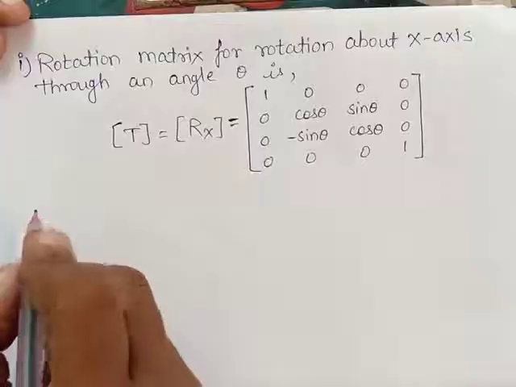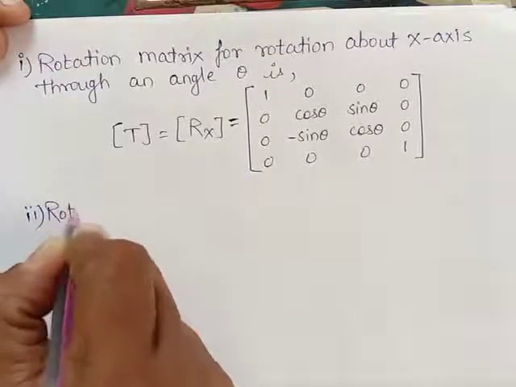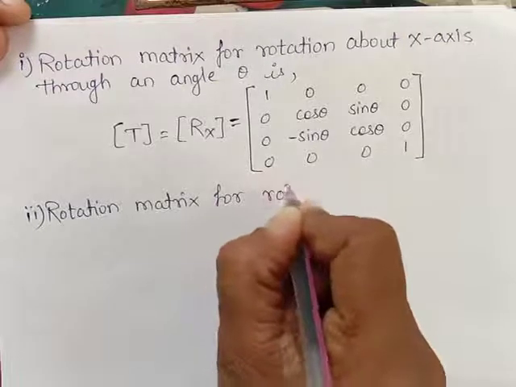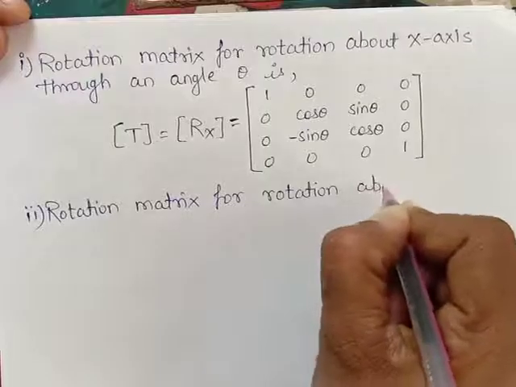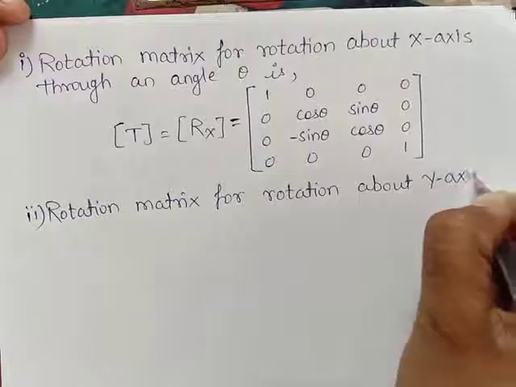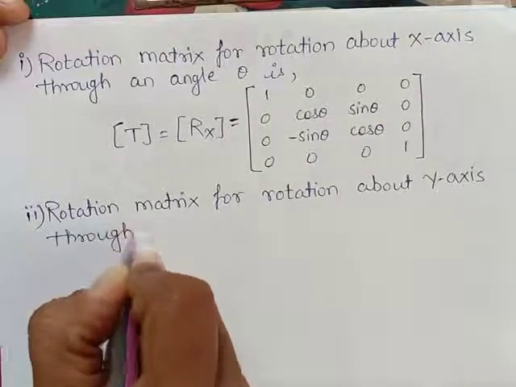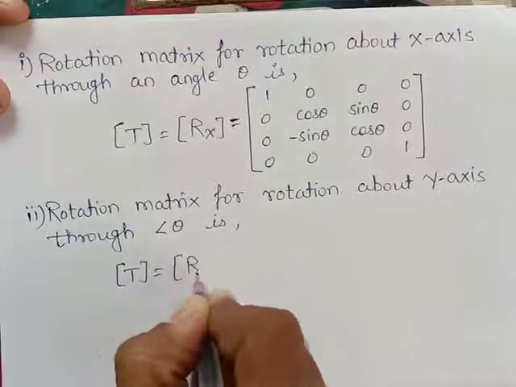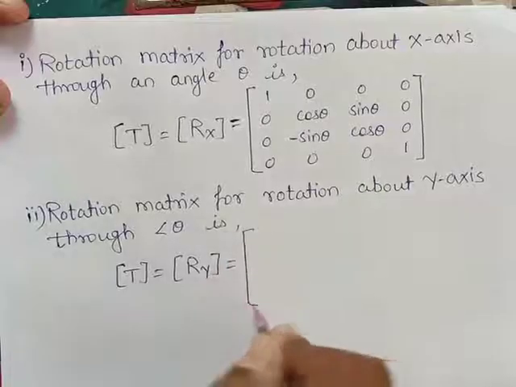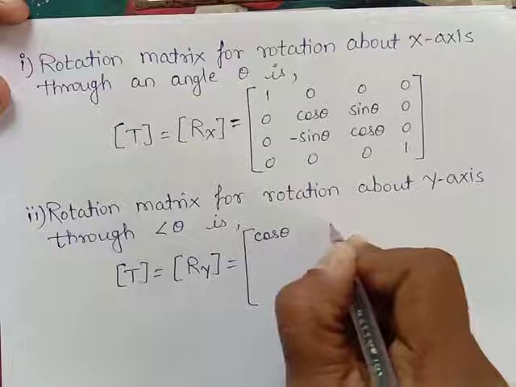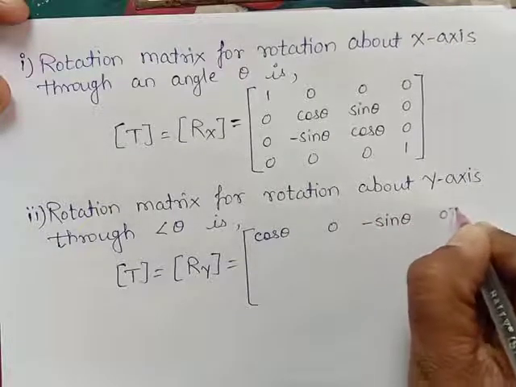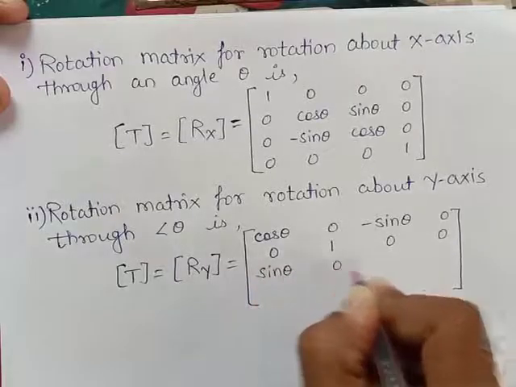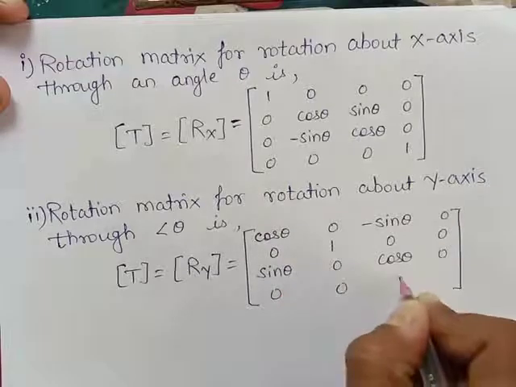Similarly, rotation about y-axis, so second, rotation matrix for rotation about y-axis through angle theta is T equal to, it is a rotation about y-axis, so Ry, that is cos theta 0 minus sin theta 0, 0 1 0 0, sin theta 0 cos theta 0, 0 0 0 1.